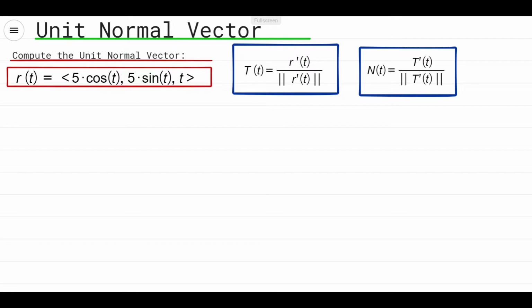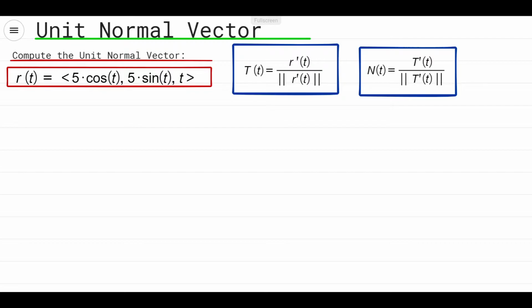So, capital T of lowercase t, r prime of t divided by the magnitude of r prime of t, is the unit tangent vector. The unit normal vector, however, goes a step further: the derivative of the unit tangent vector divided by its magnitude. So without further ado, we're going to compute the unit normal vector of this problem.